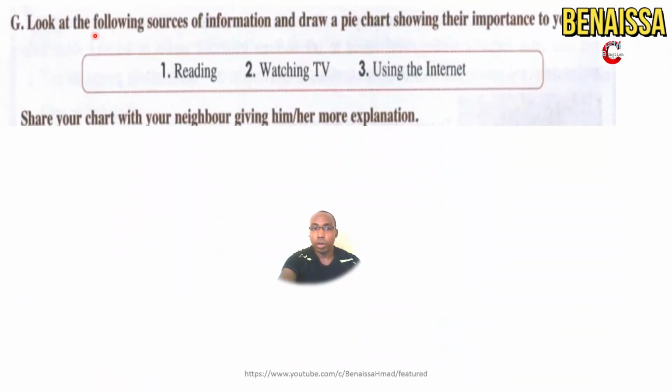Now let's move to look at the following sources of information and draw a chart showing their importance to you. We try to look at the means used for learning: reading, watching TV, using the internet. We draw charts showing how we learn from these means. Share your chart with your neighbor and give them feedback. We interact with our friends and share what we wrote and their ideas, so we can gather more ideas.